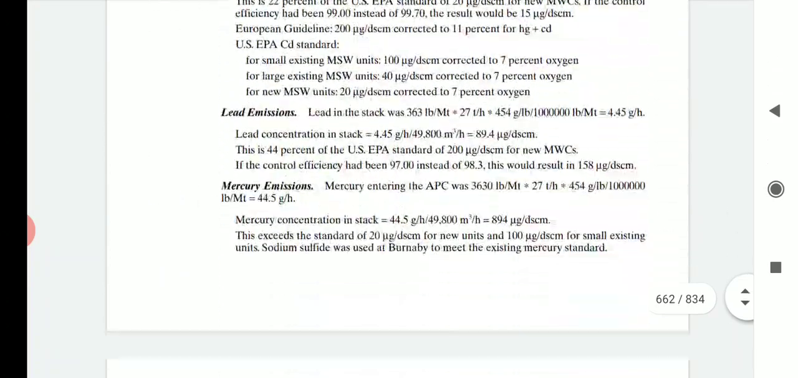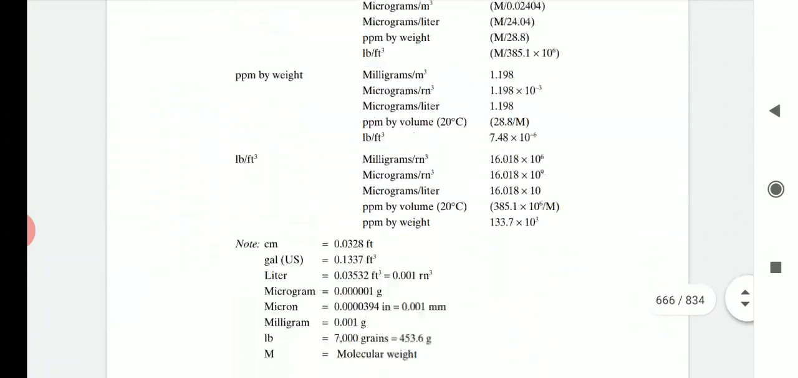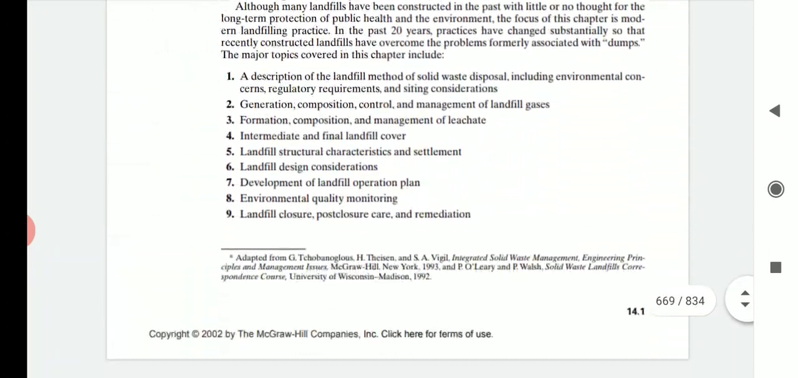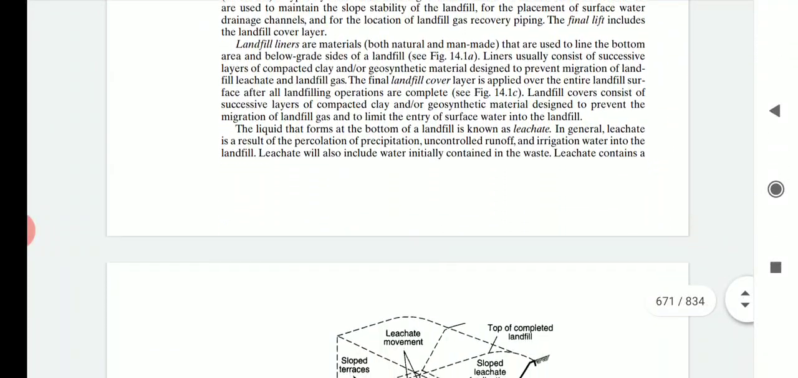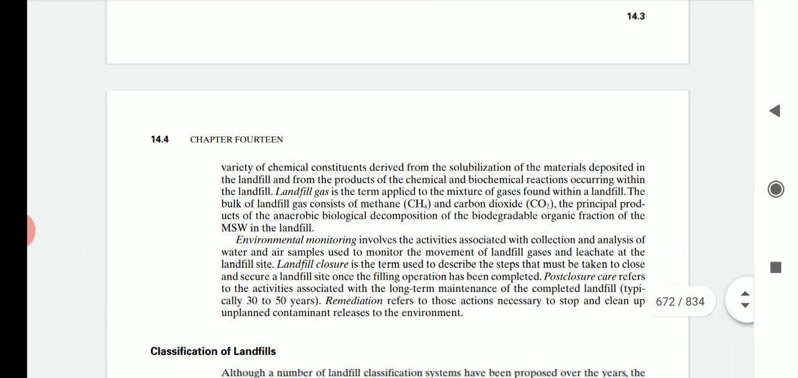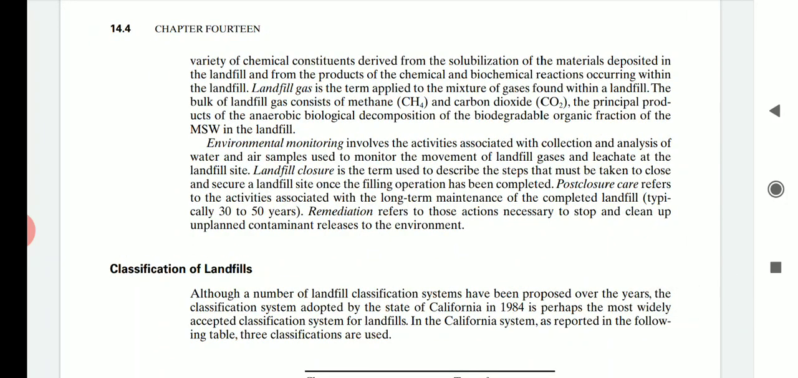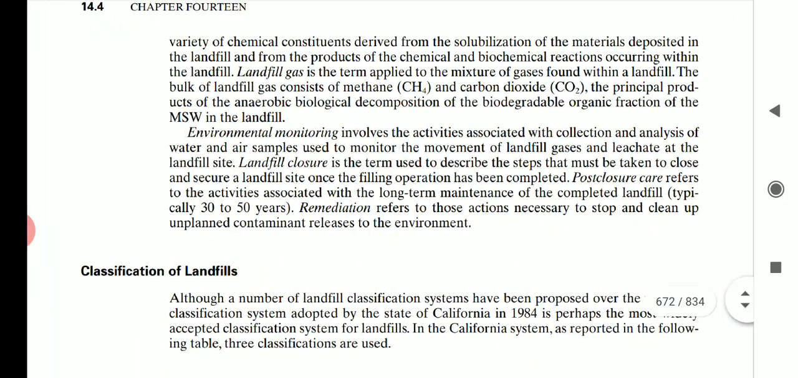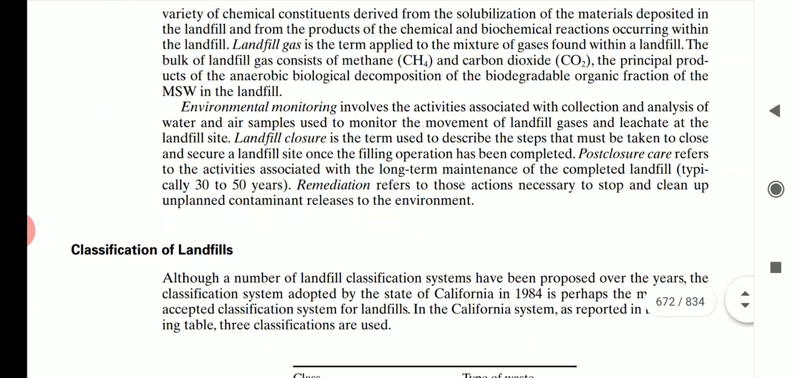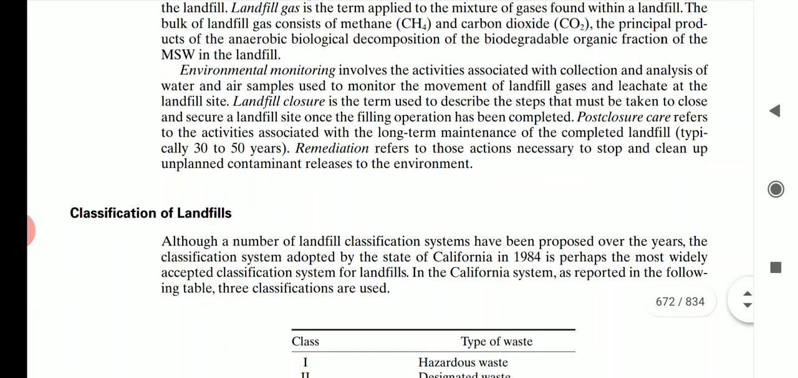So a landfill, we use in most of the cities nowadays, they are using landfills to prevent environmental pollution. Environmental monitoring involves the activities associated with the collection and analysis of water and air samples used to monitor the movement of landfill gases and leachate at the landfill site. Landfill closure is the term used to describe the steps that must be taken to close and secure a landfill site.